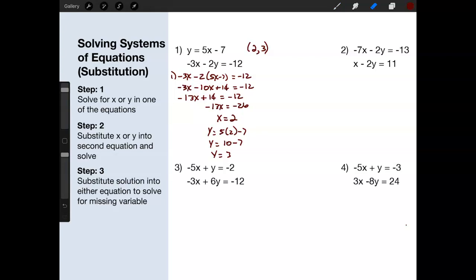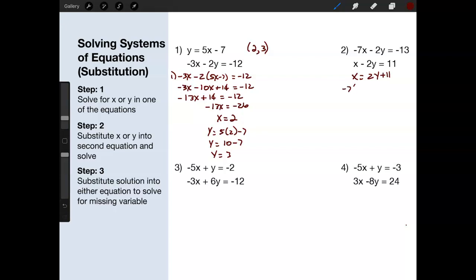For example number 2, we have negative 7x minus 2y equals negative 13, and we have x minus 2y equals 11. We can solve for x in this situation by adding 2y to both sides. And now x equals 2y plus 11. All right, we can substitute it into the first equation.